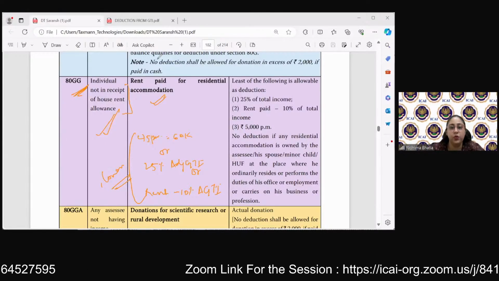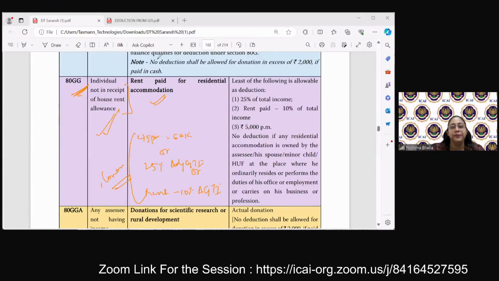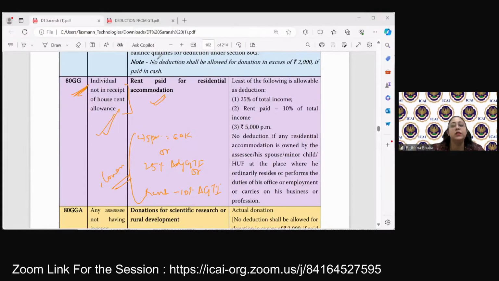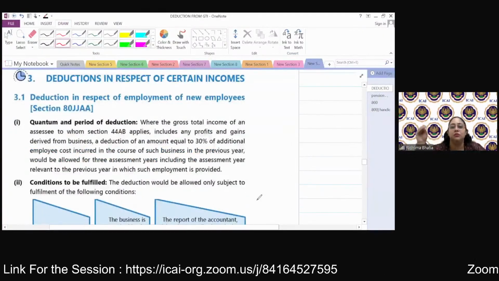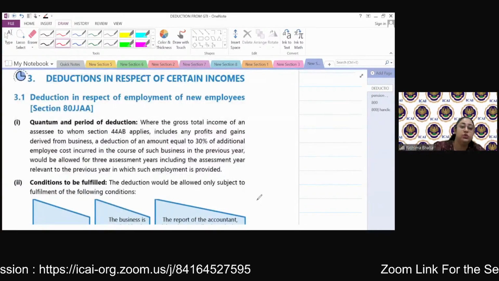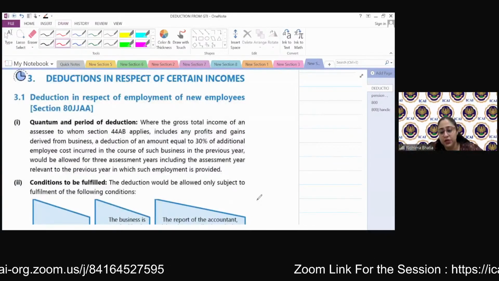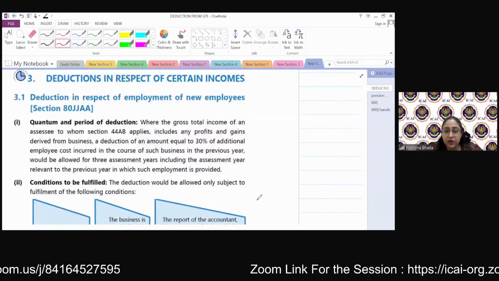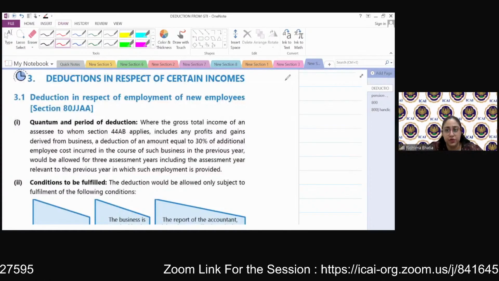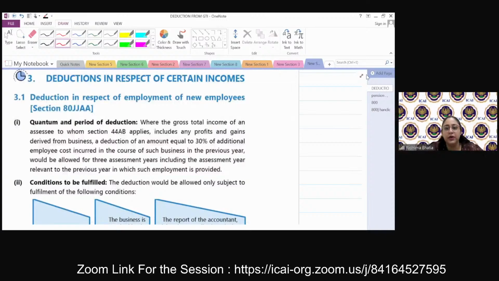So next, now we move on to a very important one, employment of new employees. See, government again wants job creation. If you are someone who is into job creation or who is hiring new employees every year, then you are given a deduction which is up to 30% of the new employee cost for 3 years. For 3 consecutive years, you are given the deduction for that. But what are the conditions here? We have to see. Now we are coming to deduction aspect of certain incomes.